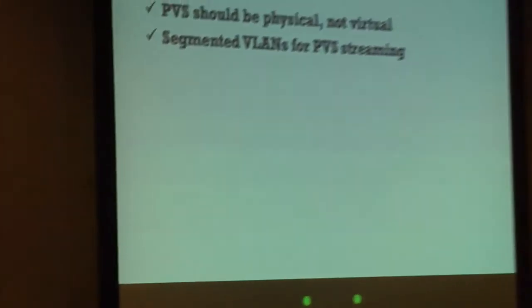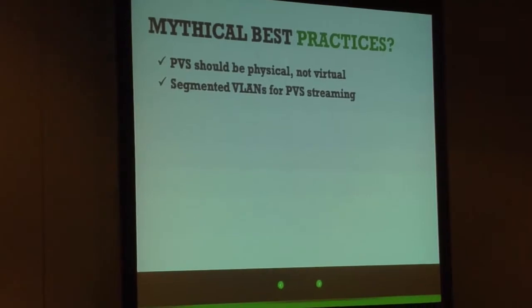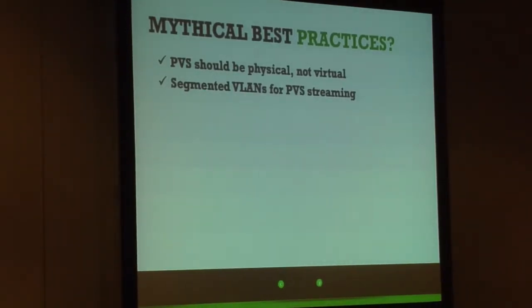Segmented VLANs for PVS streaming. So the age-old best practice on PVS was to make sure you set up segmented VLANs so that all your streaming traffic goes across a separate network. This used to be the case. A lot of people would follow this method, but it's not necessarily something you have to do. If you have gigabit Ethernet or 10 gig Ethernet in your data center, you can happily coexist your PVS streaming traffic along with your other traffic on the same VLAN.